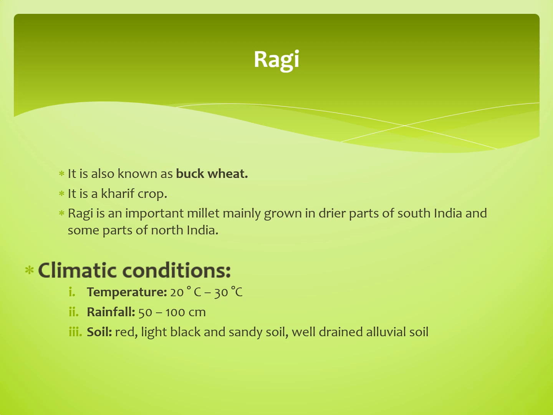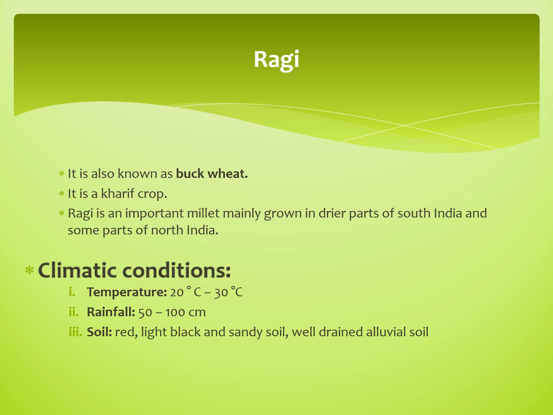Temperature. Its temperature requirement varies from 20 degree to 30 degrees Celsius. Rainfall. Ragi is one of the hardest crops. It can grow under conditions of very low rainfall and can withstand very severe drought. It is widely grown in areas where the average rainfall is 50 cm to 100 cm.